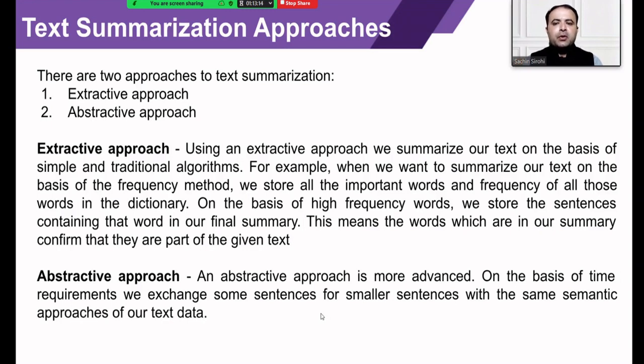There are two approaches to text summarization. The first is the extractive approach and the second is the abstractive approach. In the extractive approach, we summarize our text on the basis of simple, traditional algorithms. The abstractive approach is more advanced. On the basis of the time requirement, we exchange some sentences.